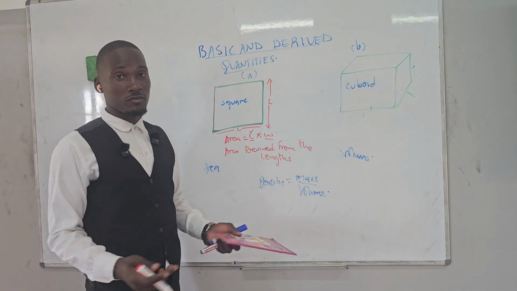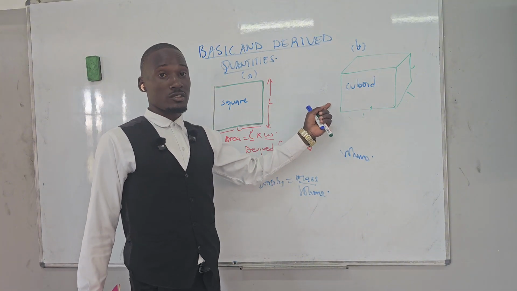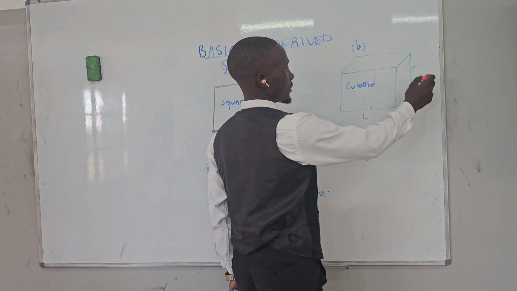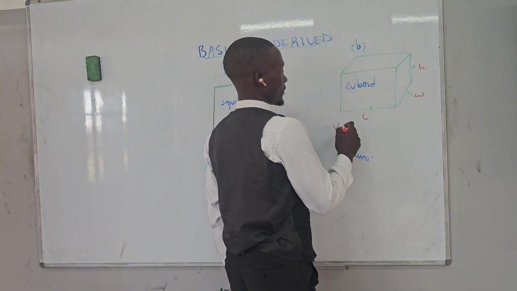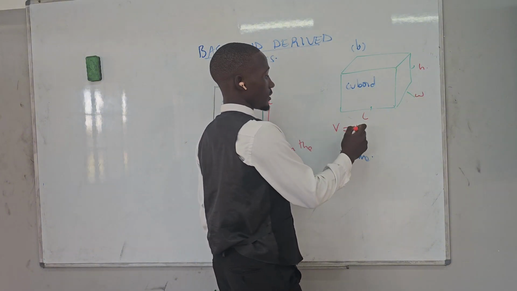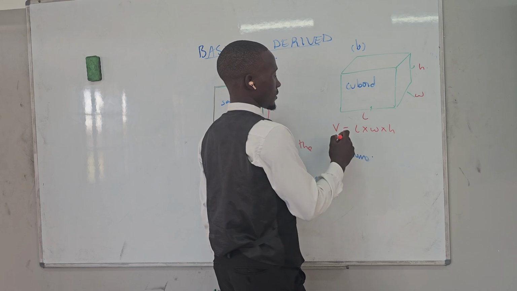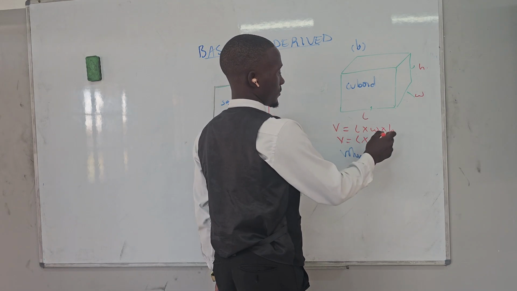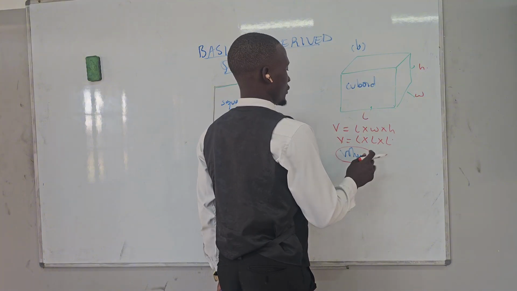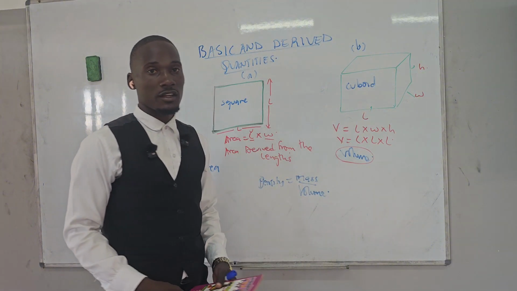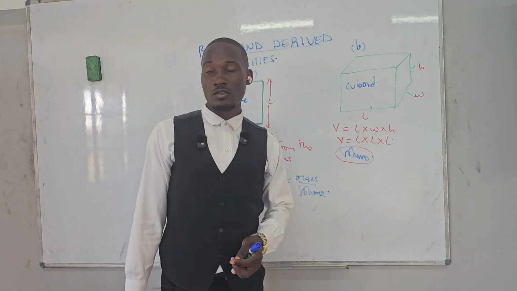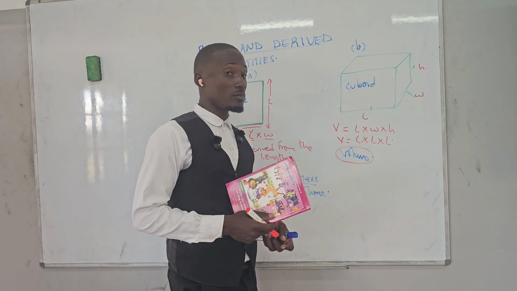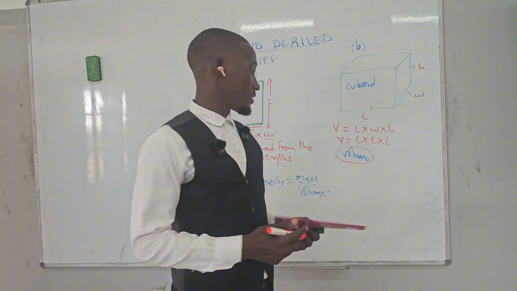How about volume? We have a shape here which is a cuboid. If you want to find its volume, we will say this is length times width times height. And the volume would therefore be length times width times height. But since it's a cuboid, it's going to be maybe length times length times length. So we are having volume coming from the length. We cannot determine the volume of this cuboid when you don't have its length. So it means now volume becomes a derived quantity.